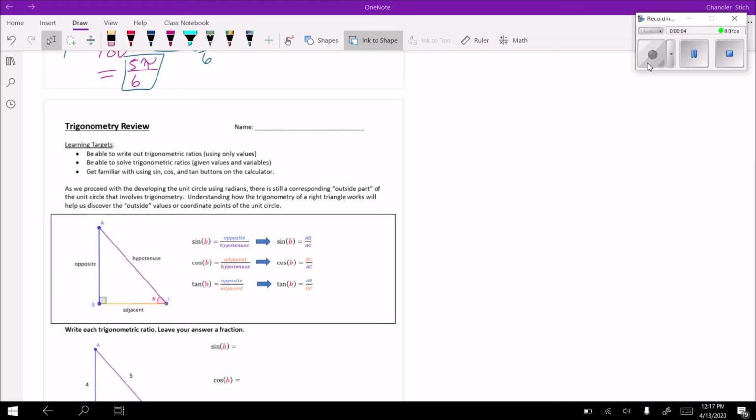Trigonometry review. Now, we are going to use trigonometry in the unit circle. But before we get there, we have to understand what trigonometry is. We have to review this stuff because it should be quote-unquote review for you. However, I understand you haven't seen it in a while, so let's review it for a little bit and understand what we're talking about here.